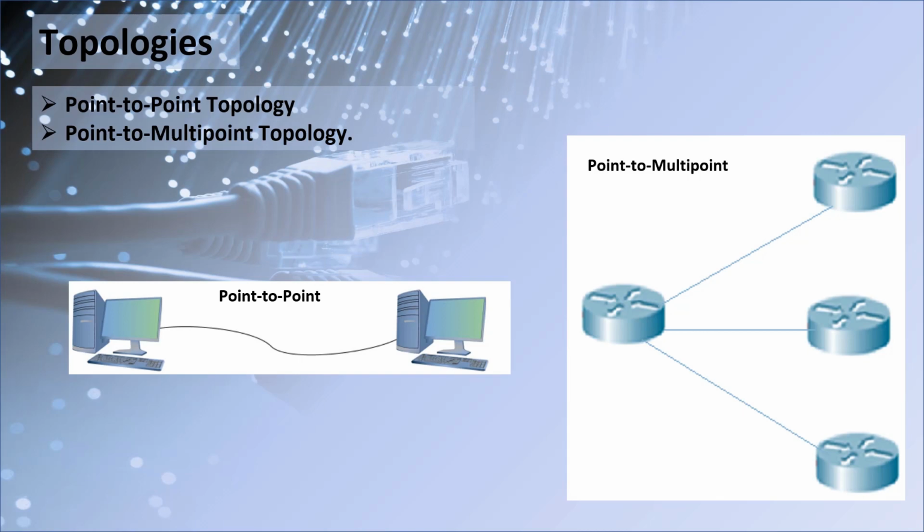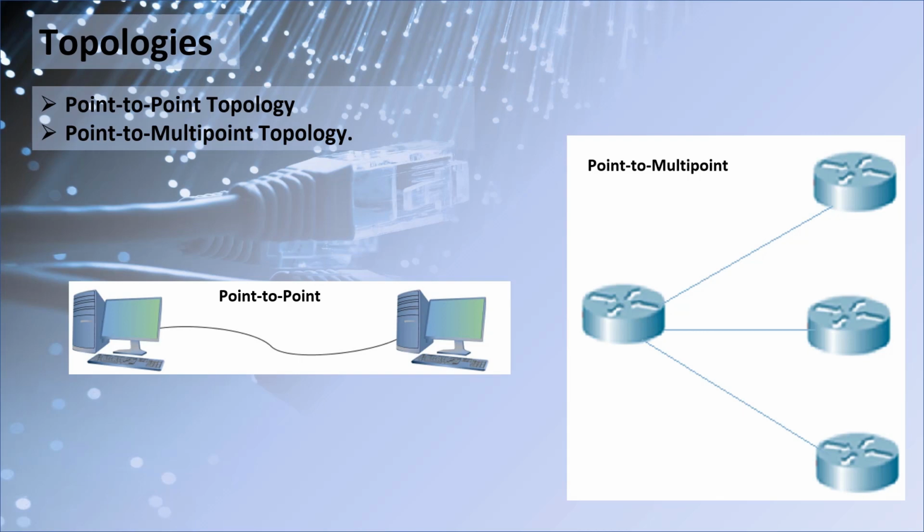So if you look at the diagram, in point-to-multipoint, branch nodes are connected to the hub node, but there is no interconnectivity between branch nodes directly. So in this case, if any branch node needs to transmit data to another branch node, it will first come to the hub node and then go to the respective branch. So this is point-to-multipoint and point-to-point. These are generally used in WAN networks.